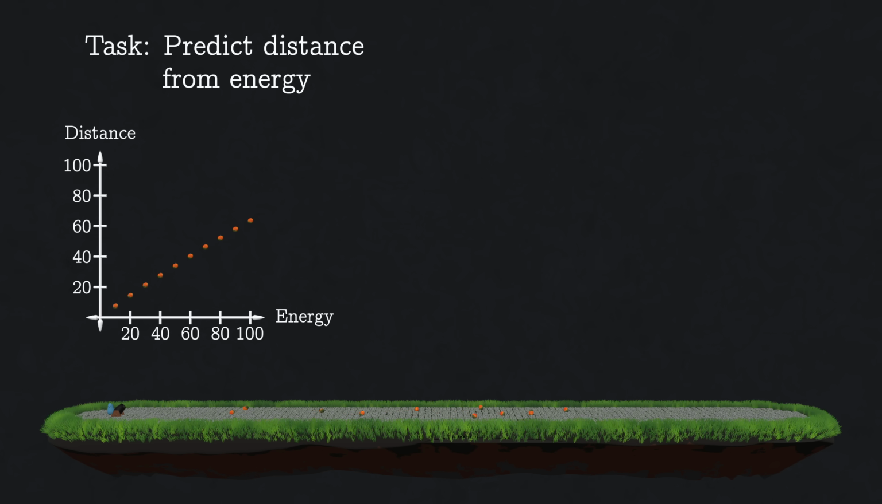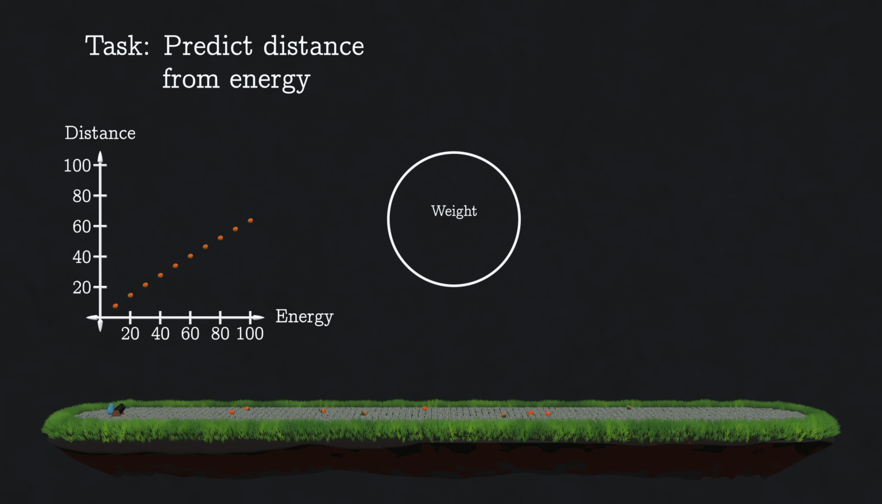Okay, it turns out to be mostly a straight line, which is great because defining a linear function is exactly what a single artificial neuron does. The neuron remembers a number, a parameter called a weight. We'll give that weight an initial value of 1. Why not? The neuron will also take a number as an input, which in this case will be the projectile's initial energy. Then it'll multiply the input by the weight to produce an output, which in this case we'll interpret as the predicted distance the projectile will travel.